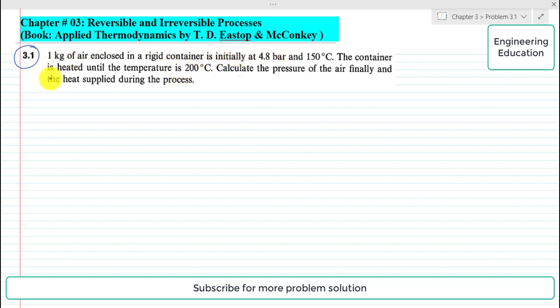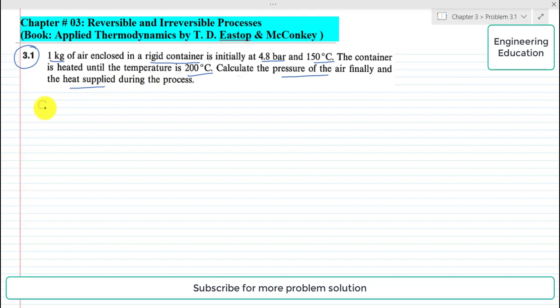The statement of the problem is: 1 kilogram of air enclosed in a rigid container is initially at 4.8 bar and 150 degrees centigrade. The container is heated until the temperature is 200 degrees centigrade. Calculate the pressure of the air finally and the heat supplied during the process.